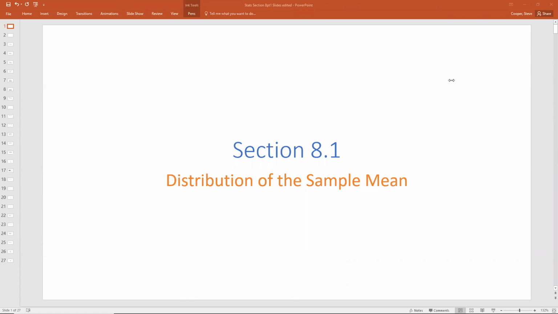Okay, so what we're going to talk about today is the distribution of the sample mean and what that means. So we're starting a new chapter, chapter 8, and we're going to be using this normal distribution concept throughout pretty much the rest of the class. So we're going to carry right over with that normal curve into a distribution of a sample mean.